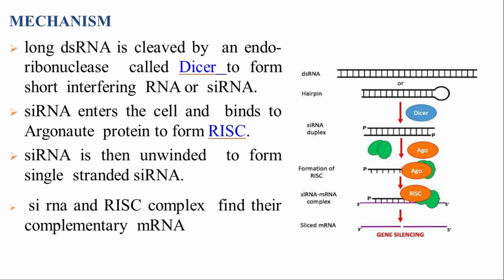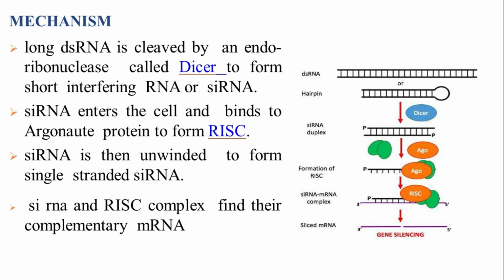Long double stranded RNA is cleaved by an endoribonuclease called dicer to form short interfering RNA or siRNA. siRNA enters the cell and binds to argonaute protein to form RISC. siRNA is then unwound to form single stranded siRNA.